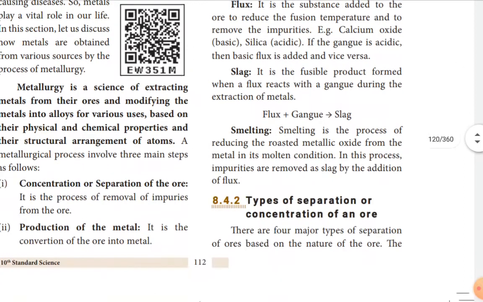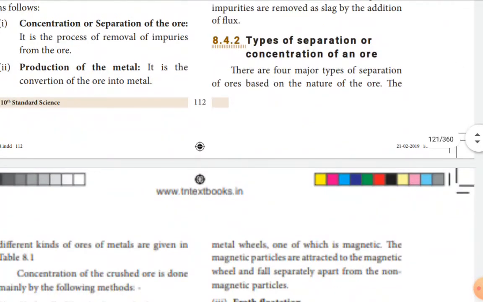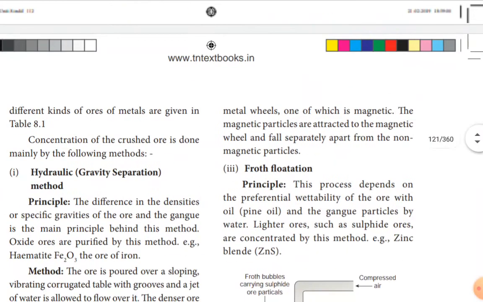Next, we have also discussed the types of separation or concentration of ore. The first one is hydraulic or gravity separation. This is mainly for oxide ores like bauxite, cuprite, hematite. And what is the principle of this hydraulic method? The difference in the density or specific gravities of the ore and the gangue is the main principle.